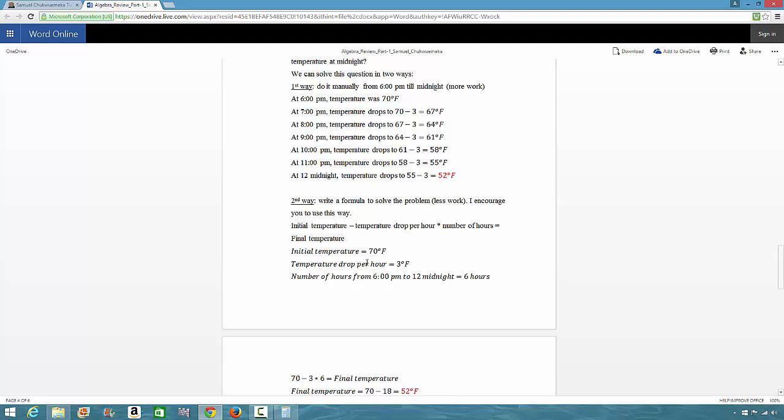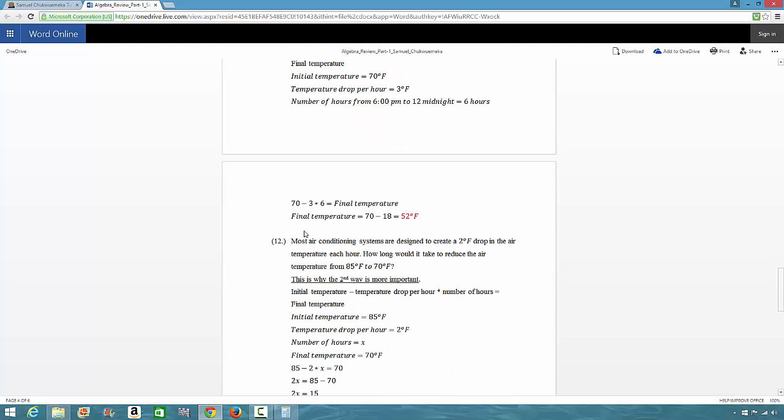So you see the initial temperature here is 70 minus temperature drop per hour, which is 3, times how many hours from 6 to 12, which is 6. So 70 minus 3 times 6 will give you the final temperature. I will have to put parentheses here. So 70 minus 18 will give you 52 degrees Fahrenheit.